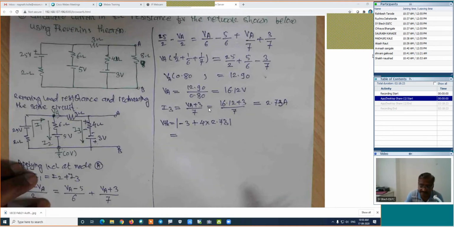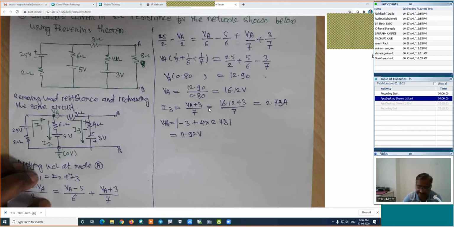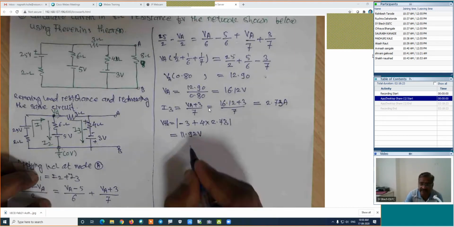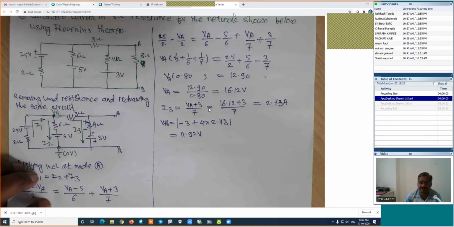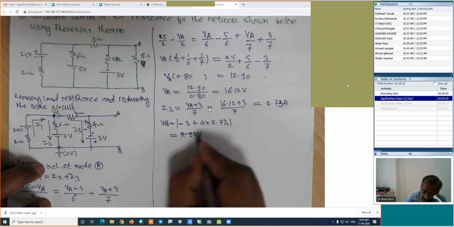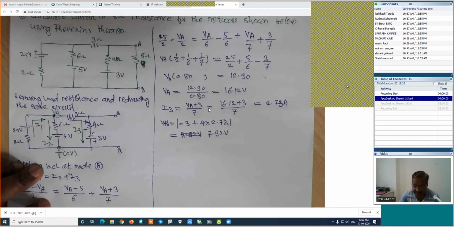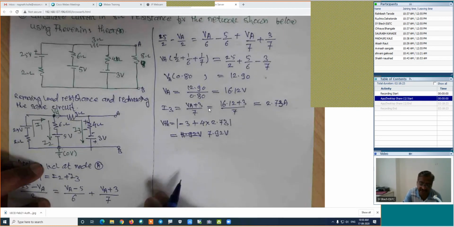Tell me the answers. Do it fast. 11.92. 11.92 volt is the value of the VTH. Is it right? If we know the value of the VTH, anyone? I will take that from someone. Correct value? Sir, 7.92. 7.9. Yes. This is not 11.92. Yes, sir. 7.92 volt. Is it right? This is 7.92 volt. If we know the value of the VTH, the next is the calculation of RTH.